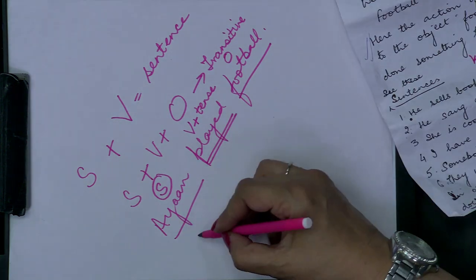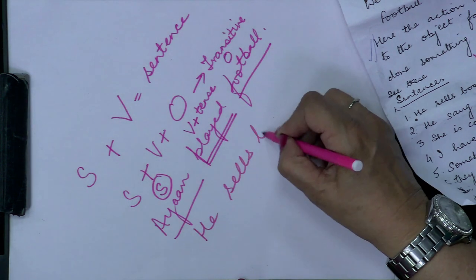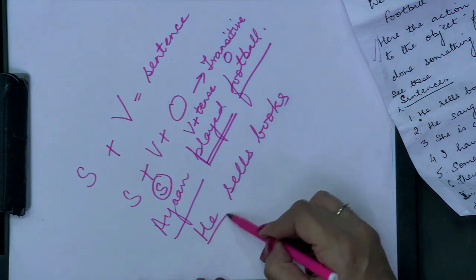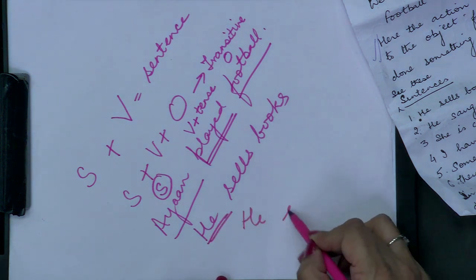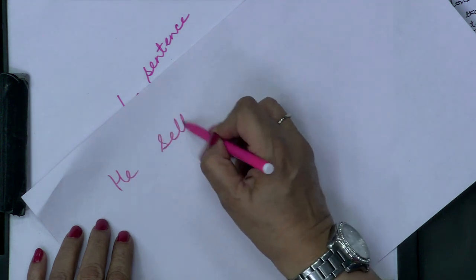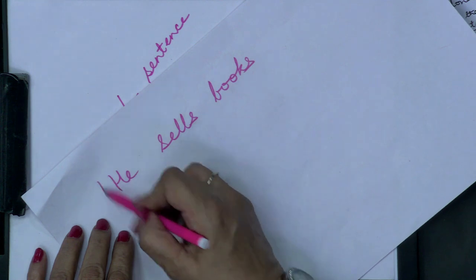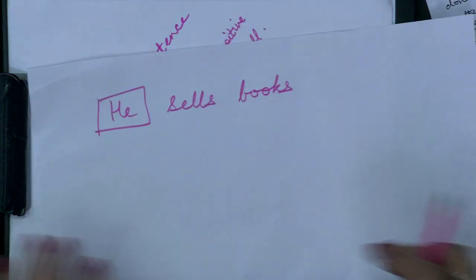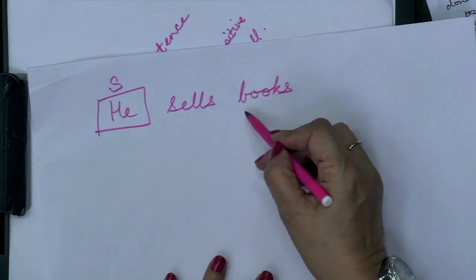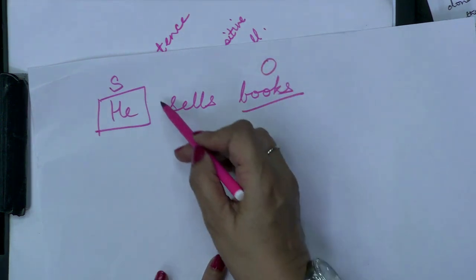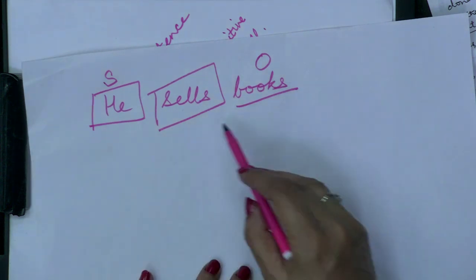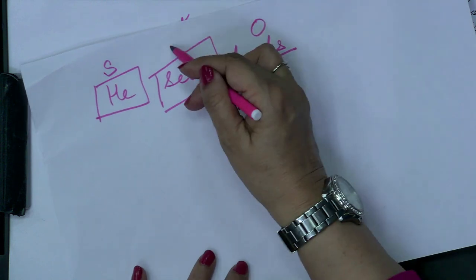Yes, of course. Like the sentence is, he sells books. Now, who sells books? He sells books. So, the answer to the question who is he. He is the doer of the action and this is the subject. What does he sell? He sells books. So, books is the object and sells tells us the action as well as the tense. Sells is present tense. This is how you will identify S, V and O.